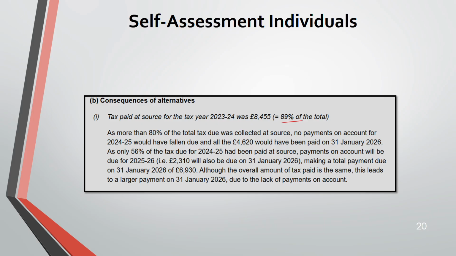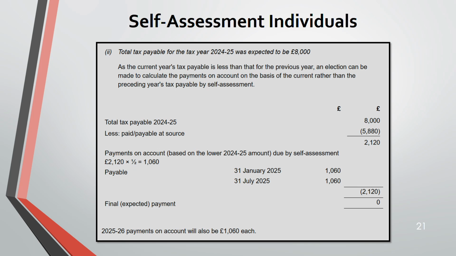The only thing is we are paying more in the final rather than paying on account. Then in the second one, there will be payment on account because it's less than 80%. So because the amount was less than the previous year, the current year's tax payable, we are calculating our payment on account based on the current year figure.